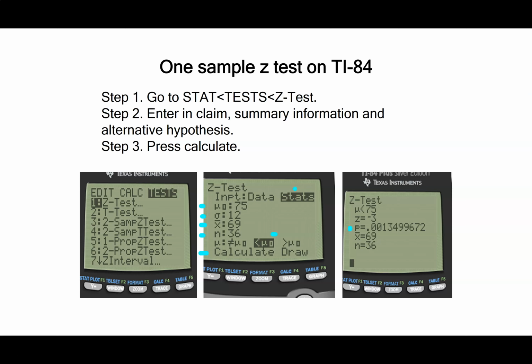So here are steps if you have a TI-83 or 84. Go ahead and check it out. I'm going to skip through it.